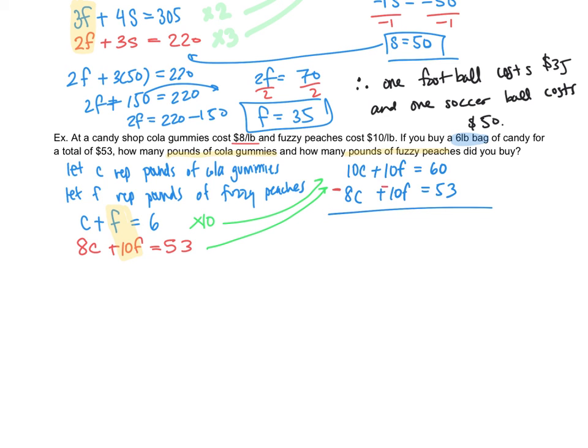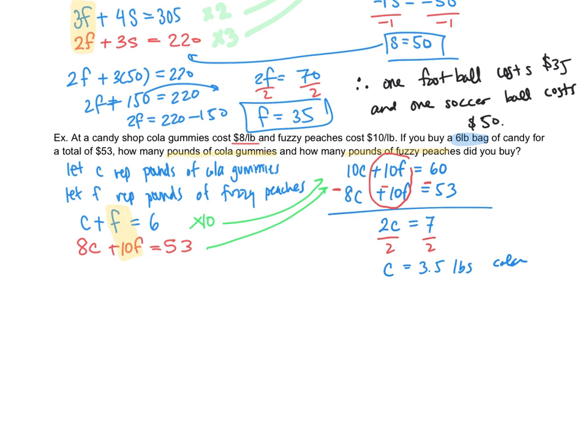So subtraction is the winner here because 10 minus 10 is 0 for the F's. So 10 minus 8 is 2 C's. 10F minus 10F is gone. I'm not going to write that. 60 subtract 53 is 7. And then we can divide both sides by 2 to get 3.5. So that means we had 3.5 pounds of the cola gummies.